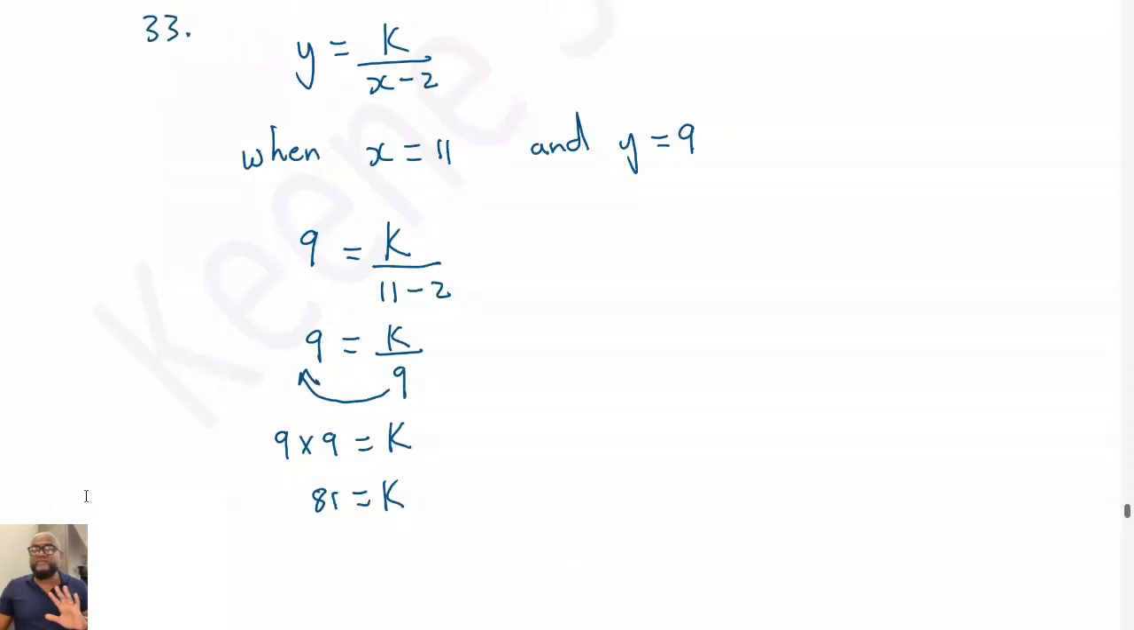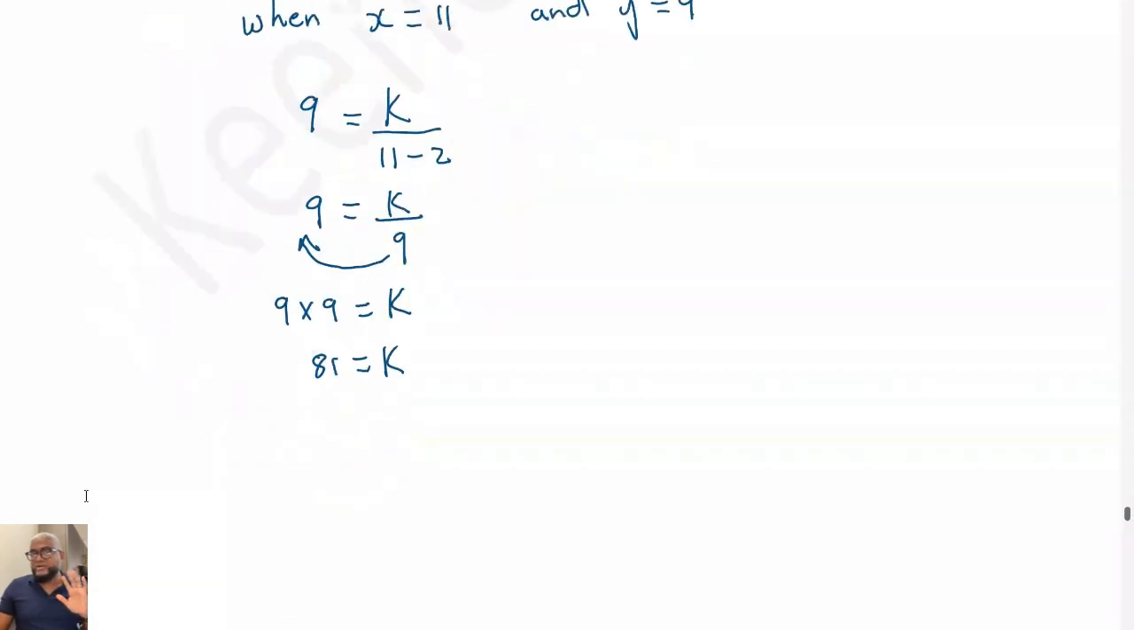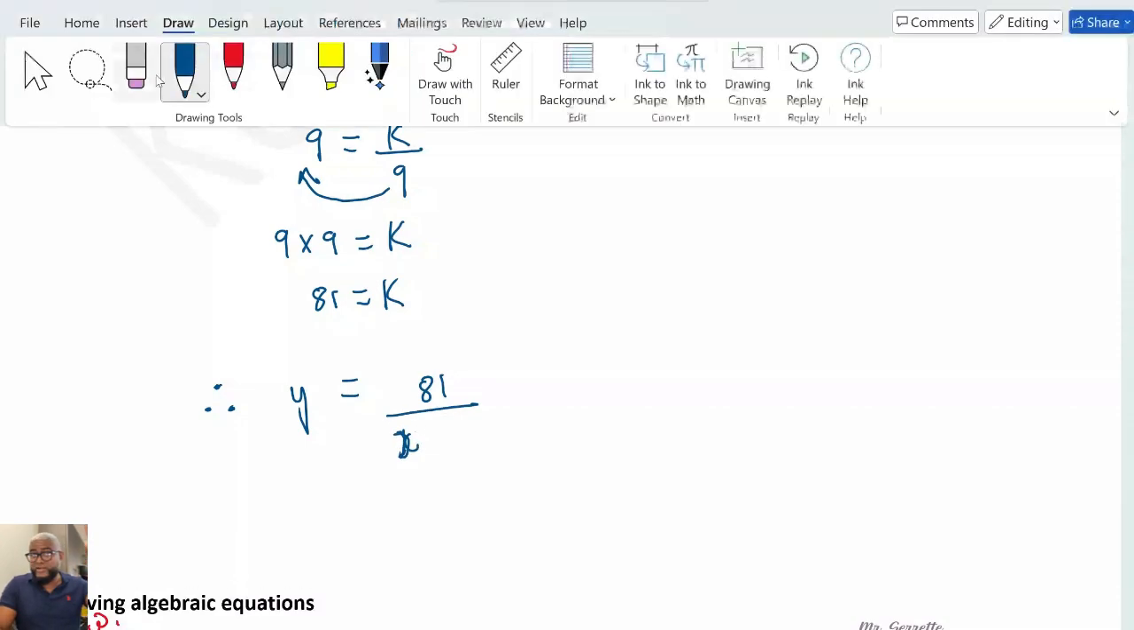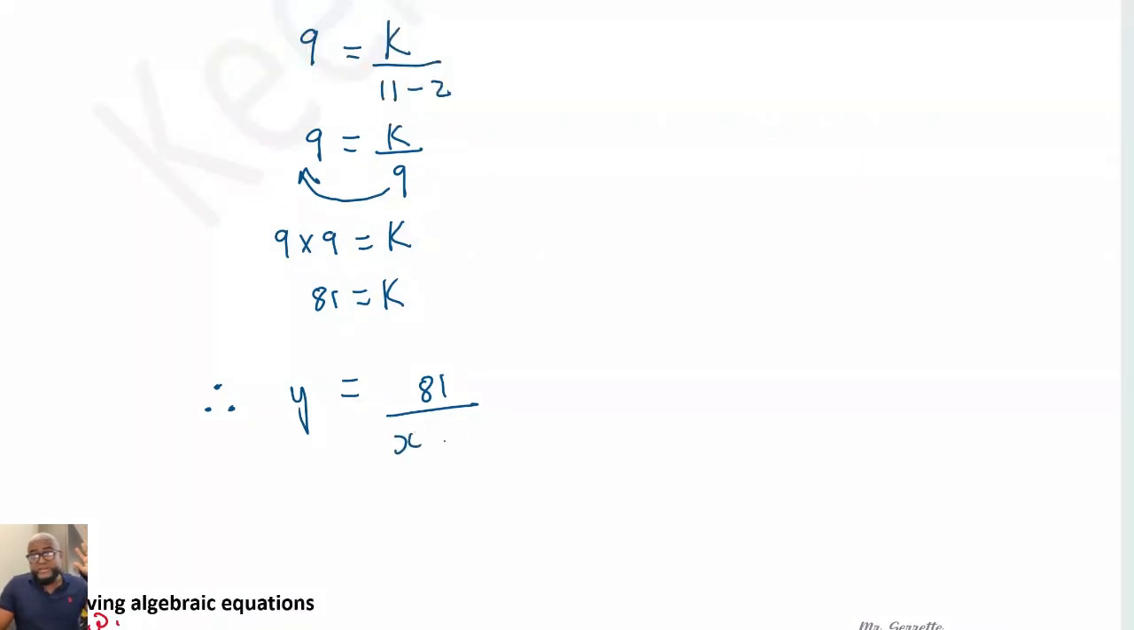So we found the value of k, which means we could now write out our formula with k in it. So I'll put therefore, three dots. Therefore, y is equal to what? Instead of k, what do I put? 81 over x minus 2. That's the formula. You know what's going on, right? So I'm going to put the x minus 2 first. Everybody good here? So this formula can be used now to link any value of y to x. Cool? Any value of y to x.